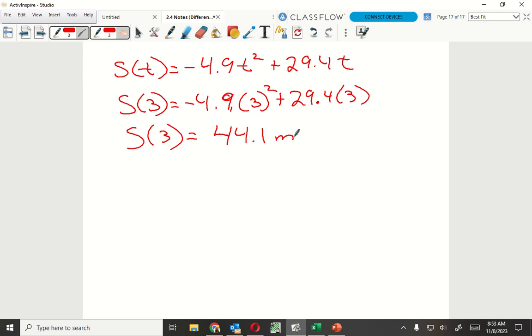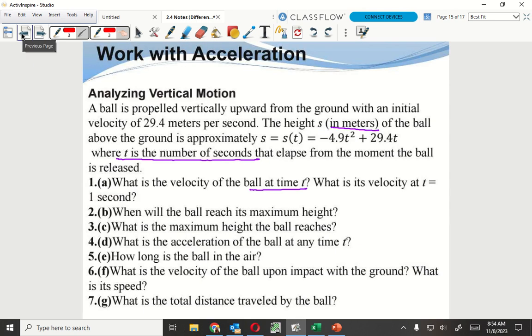Okay, so if I was writing notes, I would say I need to make sure I know this one right here. I had to find the position, so if I'm looking for the position at a time, I need to go to my first function. That's going to be the position function. So there's that one, maximum height.